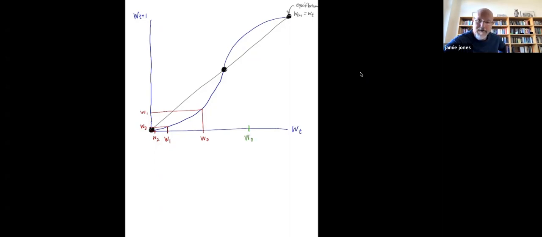So we'll call that green w sub 0. And we go up to the function and then over to the y-axis. And then I'll try my best to measure. We go to about, that's w sub 1. This is w1. We go up again. Try to keep these somewhat straight.